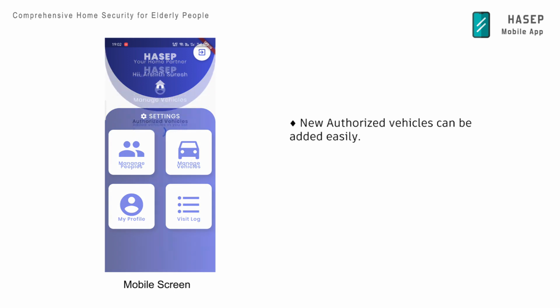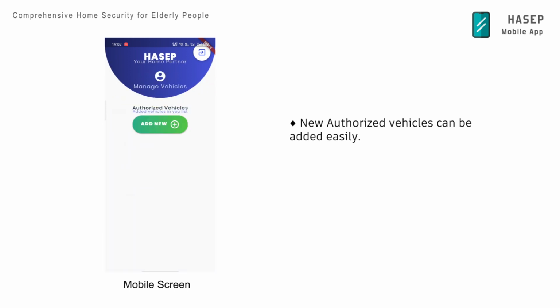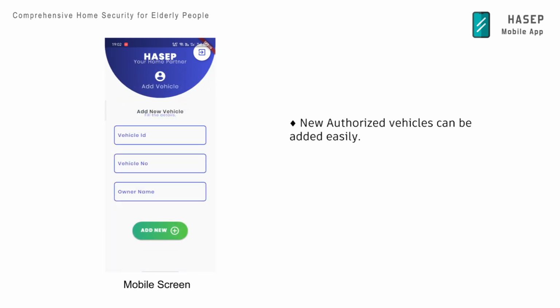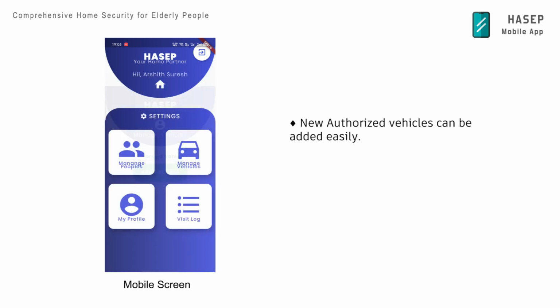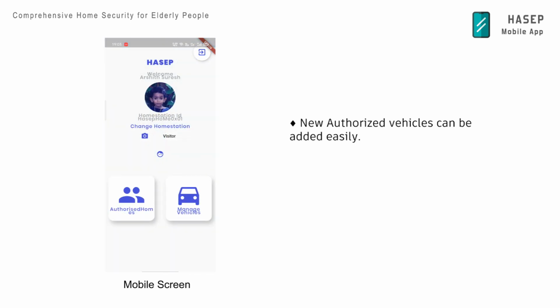Manage Vehicles, where the user can add or delete authorized vehicles using the vehicle ID, vehicle registration number, and owner's name. Next is My Profile, where users are allowed to change their home stations by rescanning or act as a visitor.